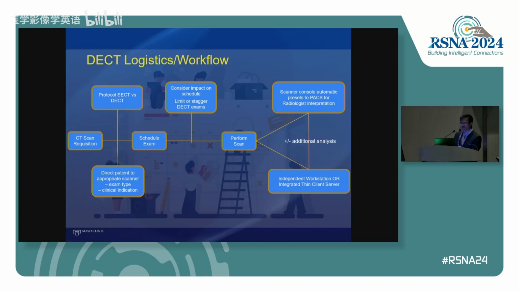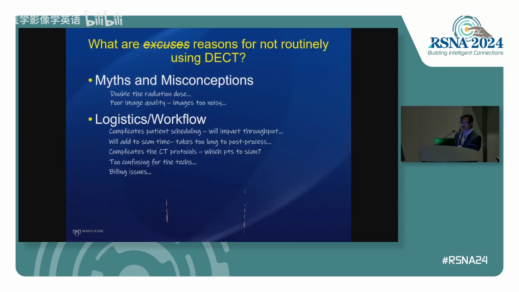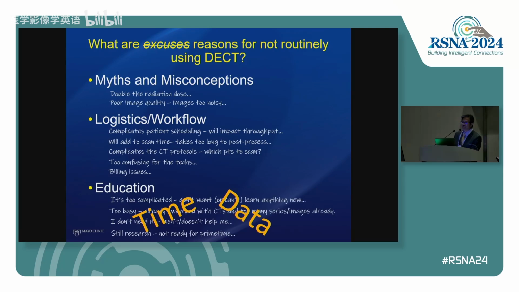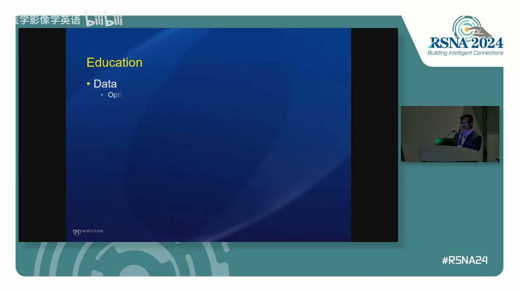Okay, so then what's the elephant in the room? Well, the issue is that these exams take time that we don't have, or there are too many images to read. So a lot of the solution to that would be education. And you already saw a great talk on the benefits of dual energy CT.